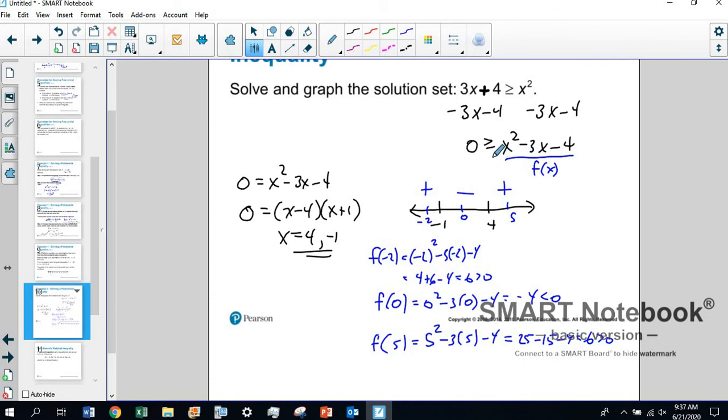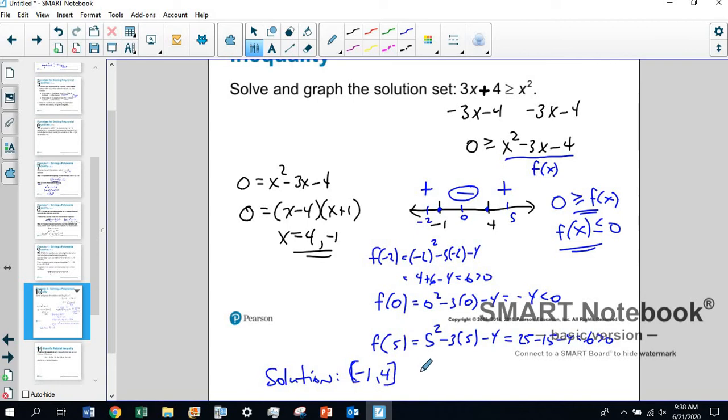Now the question is, what answers our question? What are we looking for? This is written backwards from what we're used to. This is 0 greater than or equal to f of x, which means f of x is less than or equal to 0. The inequality is pointing towards the f of x, which means I'm looking for negative. So what is my solution set? My solution set is -1 to 4, but this time I'm including the endpoints because it's less than or equal to.